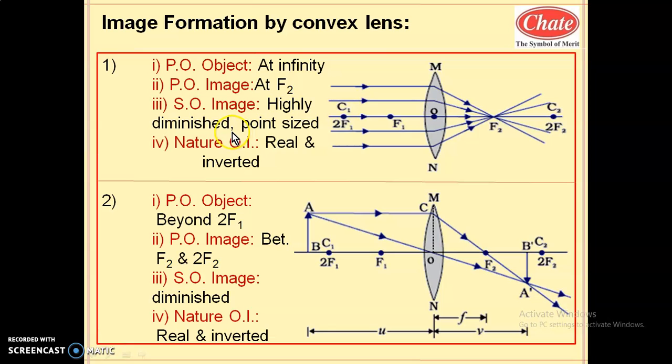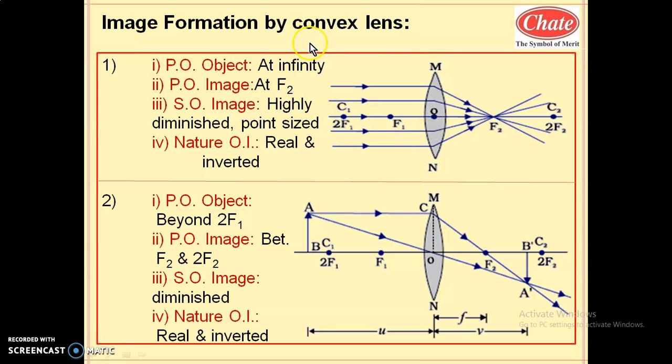Let us study the next part, that is image formation by convex lens. This is the way of geometrical construction, drawing the ray diagram. Students, you can draw this diagram in your notebook, and further you can draw this diagram on plain white paper, a plain drawing sheet, plain card sheet, or plain A4 size, A3 size paper.